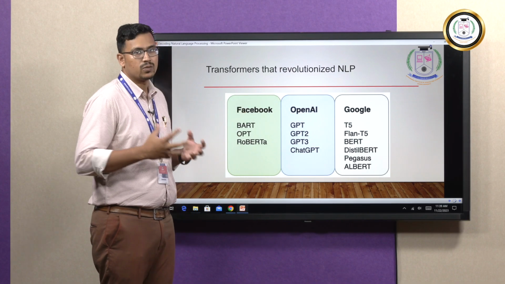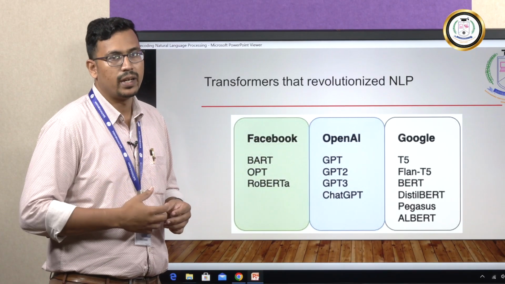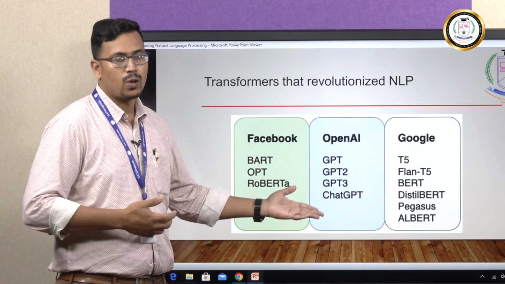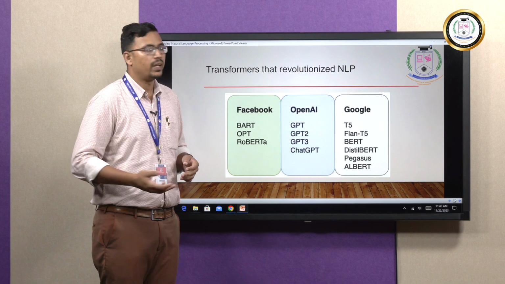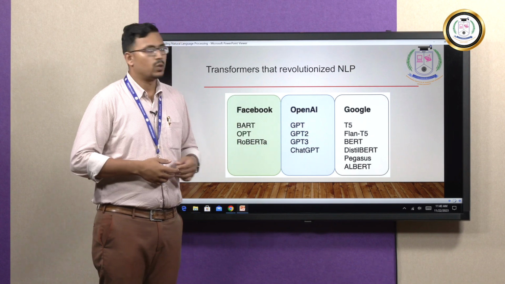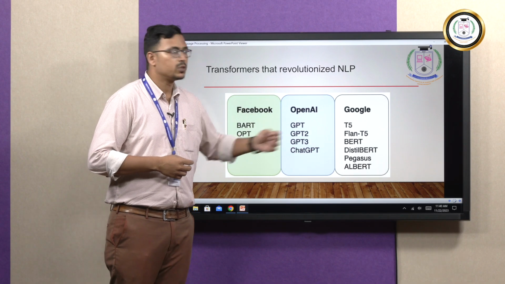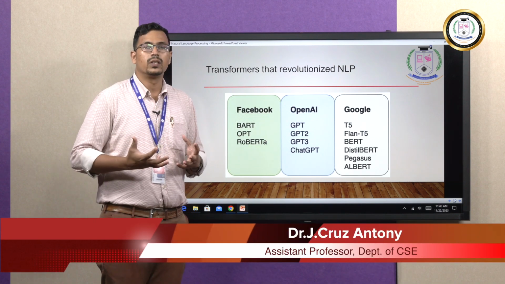Some examples of transformer techniques are BART, OPT, and RoBERTa, which is used by Facebook in their social media analysis. We have the popular company nowadays, OpenAI, which uses, as you all know, GPT, ChatGPT and different versions, and ChatGPT 4 is on the way. Google also has a lot of transformers like T5, Flan T5, BERT, DistilBERT, Pegasus and ALBERT. Pegasus and T5 are used for text summarization, and the other transformers are used for text classification, sentiment analysis and so on.